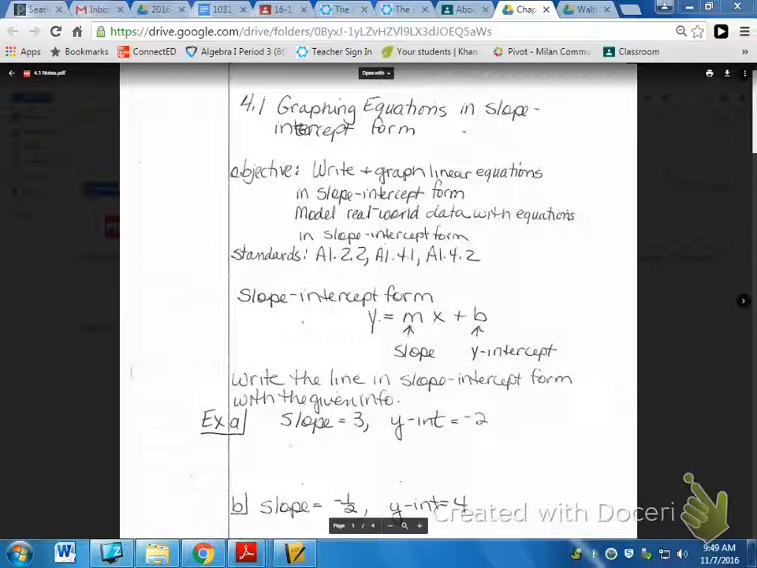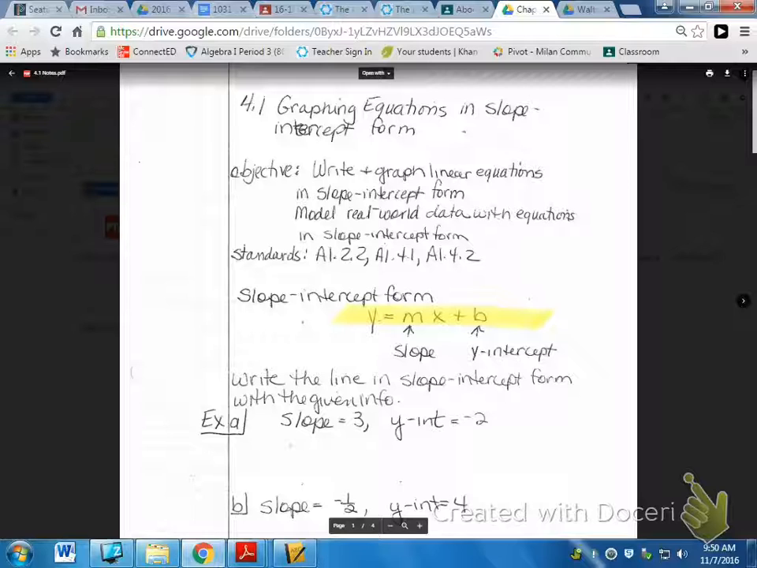What we are doing here is we're going to concentrate a lot today on slope-intercept form, which you should already be familiar with. So slope-intercept form, y equals mx plus b. The m, or the number in front of x, is always your slope. The b, the plain constant term at the end, is always your y-intercept, where it crosses the y-axis.